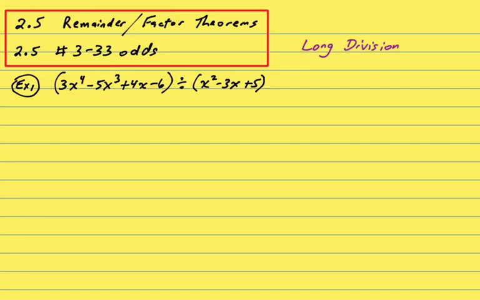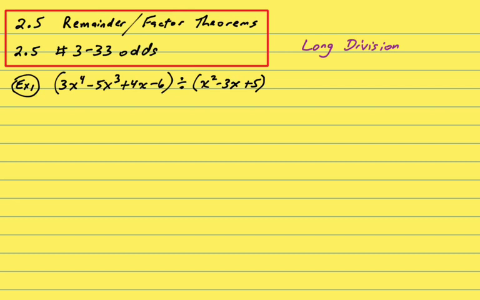Okay, I'm going to start talking about section 2.5. 2.5 is called applying the remainder and factor theorems in Algebra 2. And to do that, basically it's going to involve long division, synthetic division, and then applying those concepts for factoring. Example 1 is using long division.